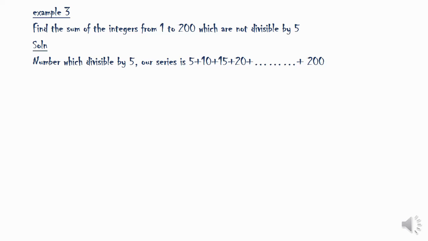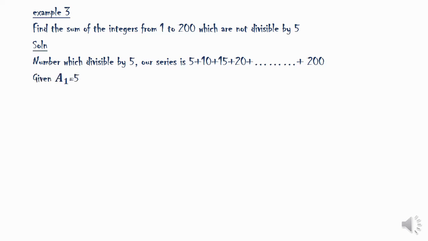How many are they? Cha kwanza inatakiwa tutafute namba ambazo zinagawanyika kwa 5. Ni ngapi hizo? So our series is 5 plus 10 plus 15 plus 20 up to 200. All the numbers there which you see are divisible by 5. So we find the number of terms which is divisible by 5.